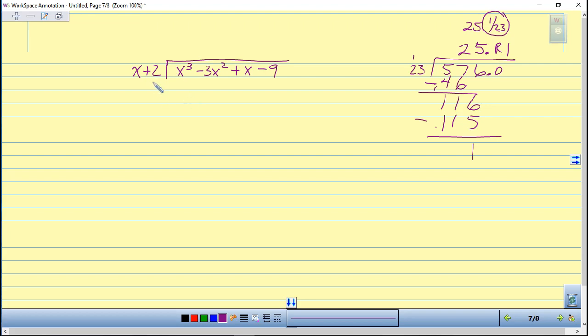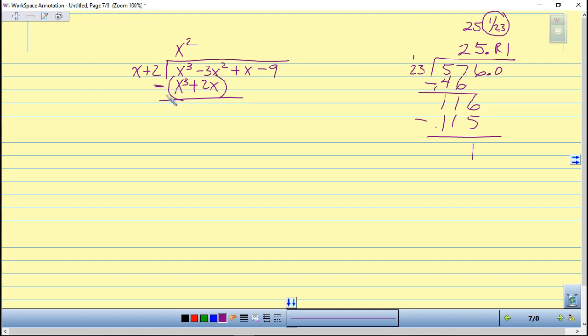So over here, the way you want to ask this is, what do I multiply times x to get x to the third? And that would be x squared. So x squared times x gives me x to the third. X squared times 2 gives me plus 2x. And then I'm going to put parentheses here and subtract.